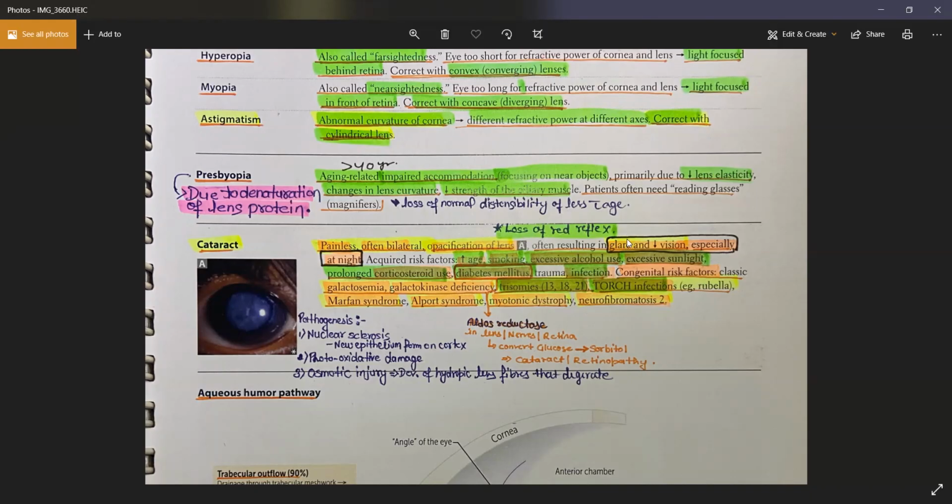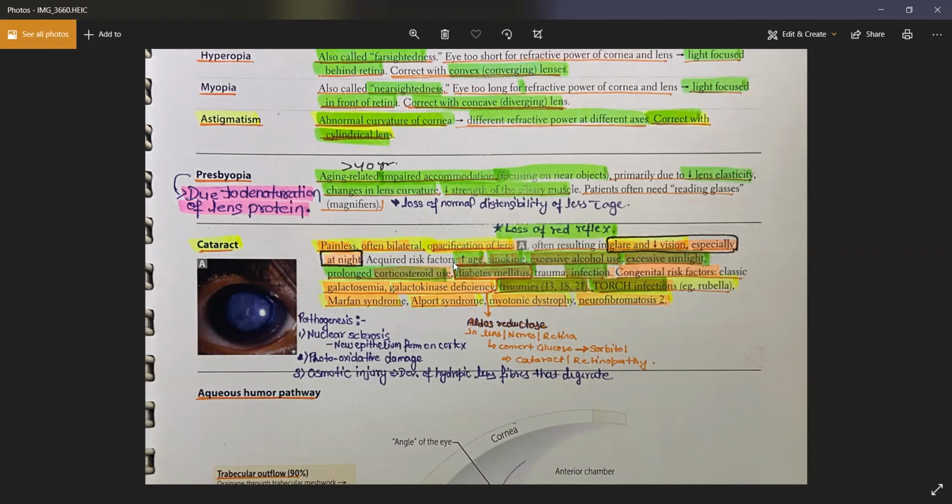Okay, you will have the glare, you will have a loss of vision. And that vision loss is especially at night, because in the dark you have lots of light from the headlights of other vehicles, right? So that causes the glare and the decrease in the vision. Okay, the risk factors include the age.